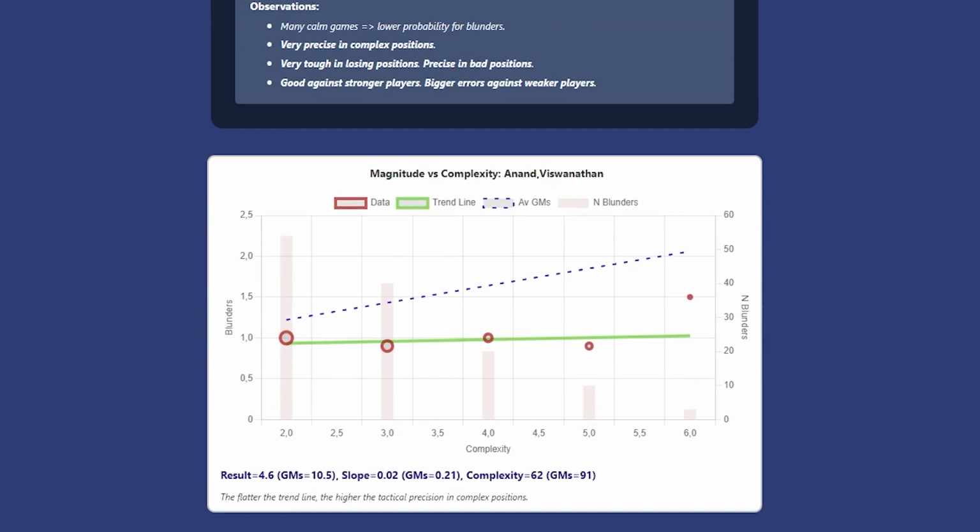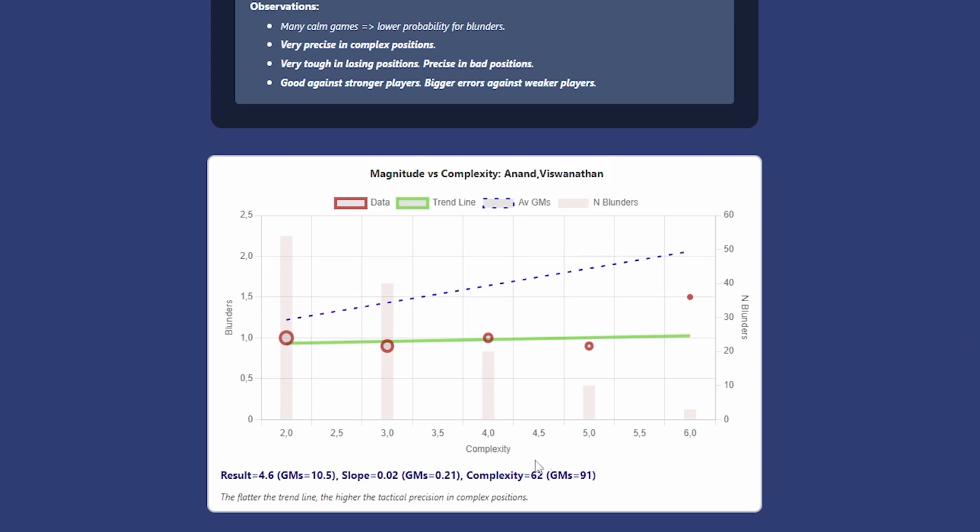And now you see for Vichy Anand this very strange horizontal line, meaning that the more complex the position, there's no increase in average blunder size. And that's absolutely amazing, only visible with a few top players, because he's just able to calculate things through to the end and find the proper solution also in very, very deep and very sharp positions.